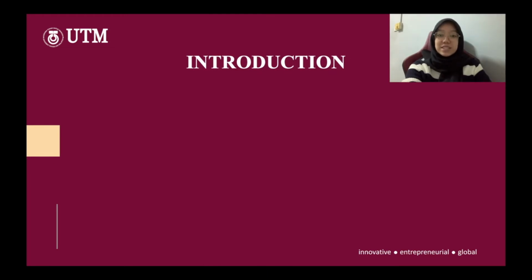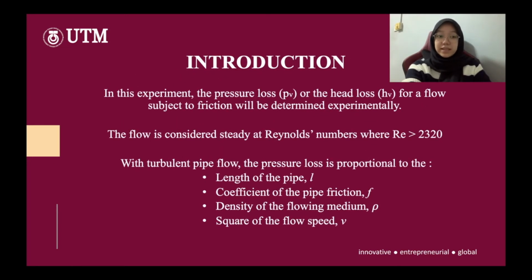Alright, next will be the introduction. In this experiment, the pressure loss or the head loss for a flow subjected to friction will be determined experimentally. The flow is also considered steady at Reynolds number more than 2320. With turbulent pipe flow, the pressure loss is proportional to the length of the pipe, the coefficient of pipe friction, the density of the flowing medium, and last but not least, proportional to the square of the flow speed.